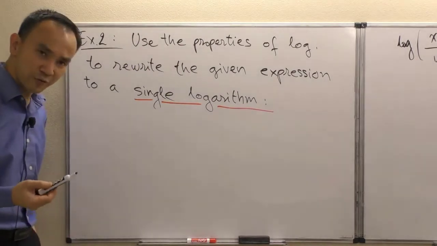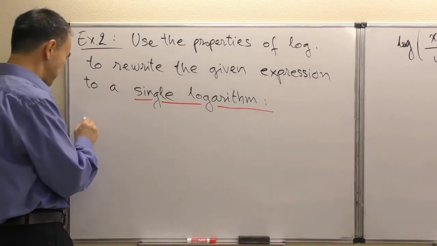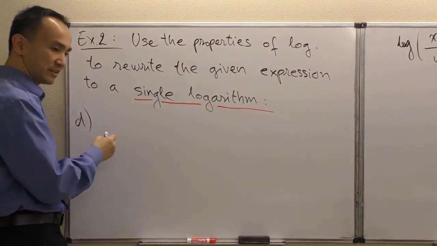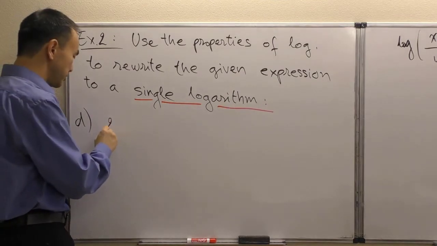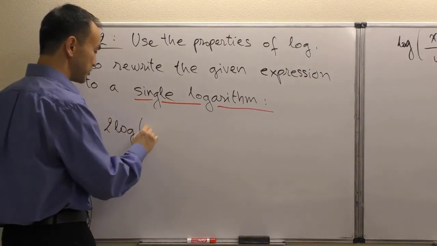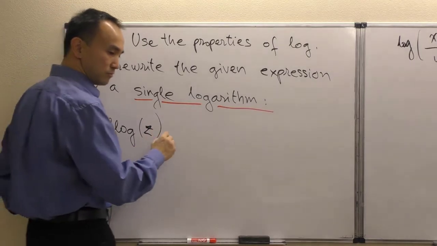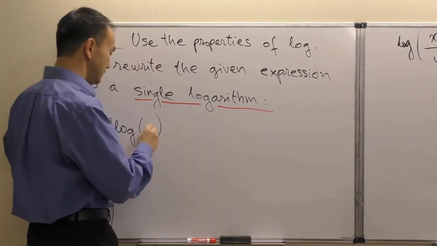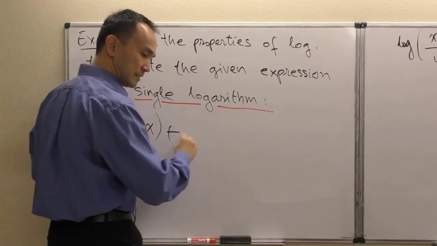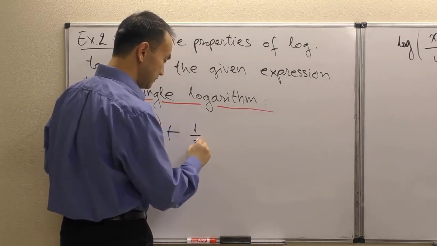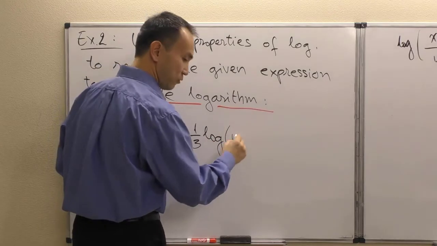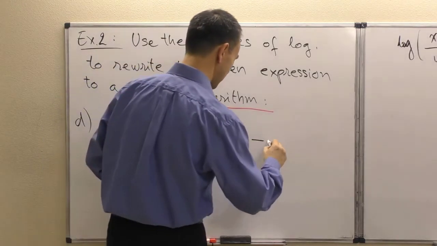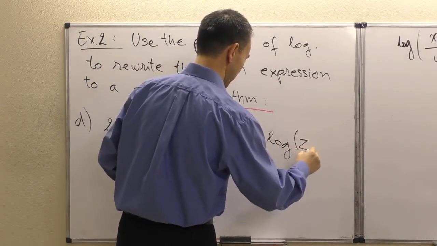And so now we are ready for part D of the example. So let's look at part D right here. So I have now 2 times log base 10 of x, as a matter of fact, it should be of x, plus, and now I have a 1/3 log base 10 of y minus log base 10 of z.